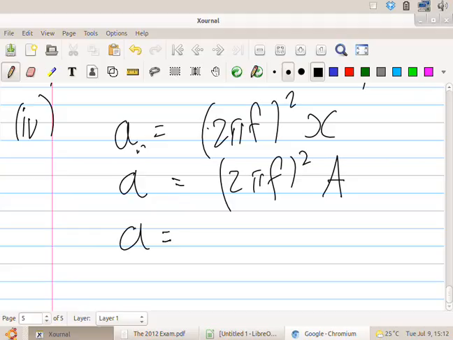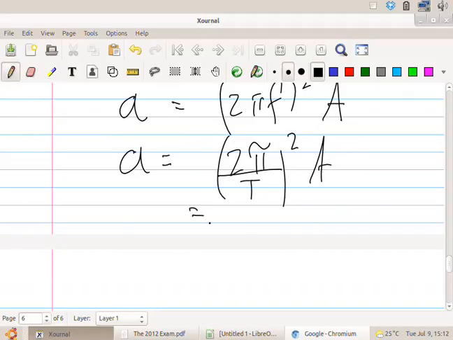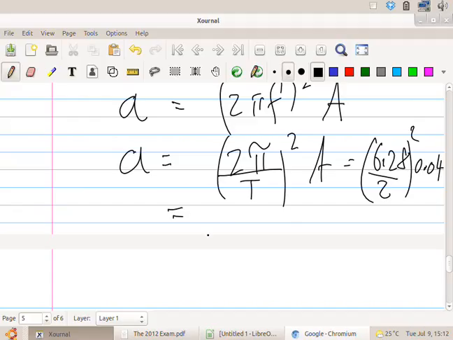What's the definition of T? T is 1 over F, and F is 1 over T. So I can say that this is 2 pi over T squared times A, which will equal, what is 2 pi over T? This is equal to 6.28. What's the T? Is 4, isn't it? Or 2? It's 2 squared, and then it's 0.04. What's that now? 0.395 then, yeah?